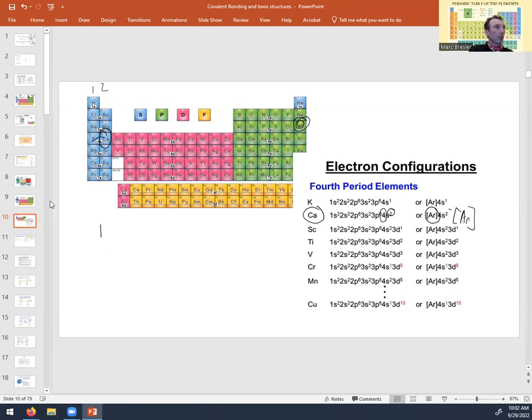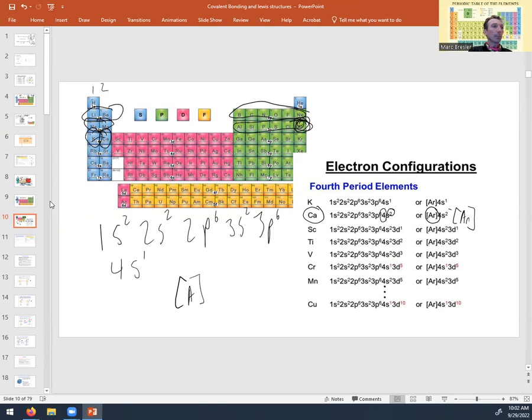Argon would be 1s2, 2s2, 2p6, 3s2, 3p6. So you can see argon's right here. And so you go 1s2, 2s2, 2p6, 3s2, 3p6. So the next one's potassium. So that'd be 4s1. So it goes argon, abbreviating all this stuff. And then 4s1.